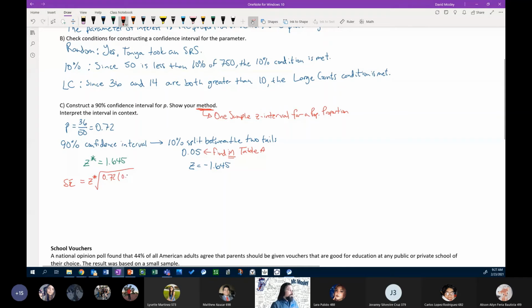Times 0.28 over 50. We have 1.645 times this 0.72, 0.28 over 50.